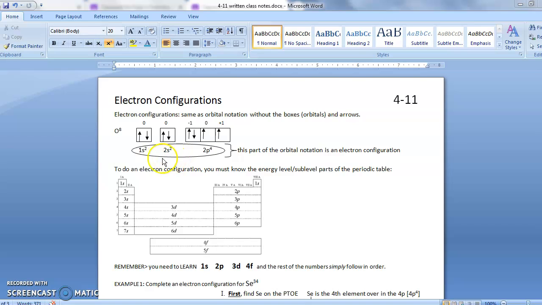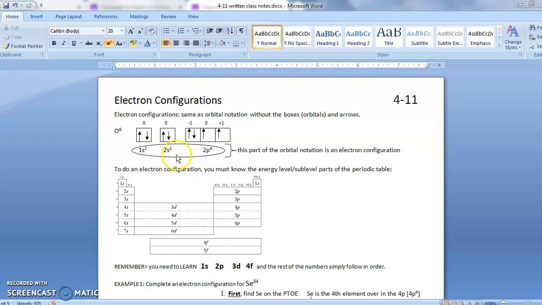So what chemists decided to do was just shorten this and only give what is underneath the sublevel boxes. This part underneath is called the electron configuration. When we do electron configurations, you do not draw the boxes or lines representing the box. You do not put the numbers above the boxes, and you don't even put the arrows in. So the electron configuration of oxygen would be 1s2, 2s2, 2p4.